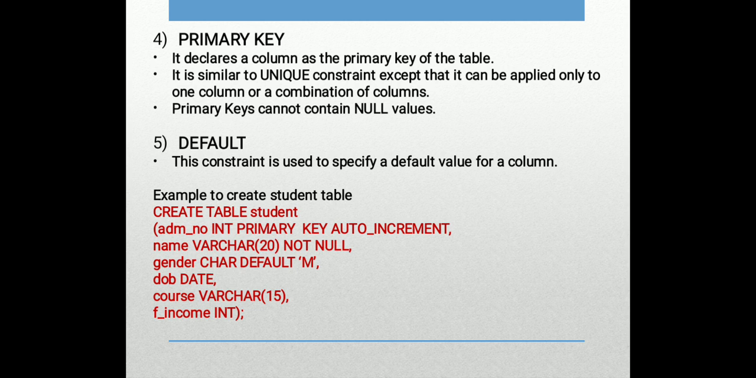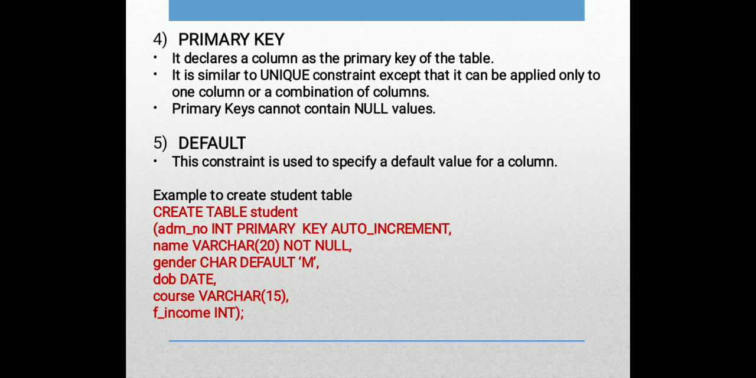Auto increment means that if we do not give a value for admission number, initially its value is 1. If we enter a value as 101, then the next value is 102, 103, and so on. So: admission number int primary key auto increment. Next, name varchar(20) not null, so the name must be entered into the table. Next, gender char default 'M'.